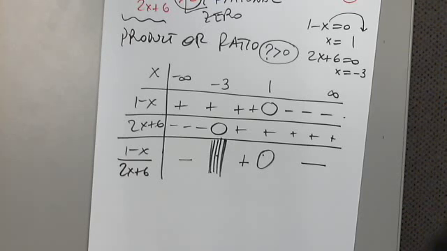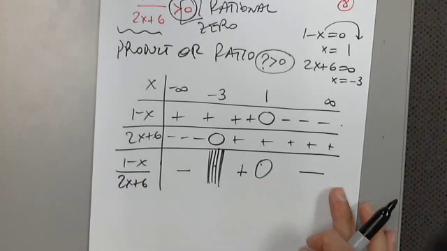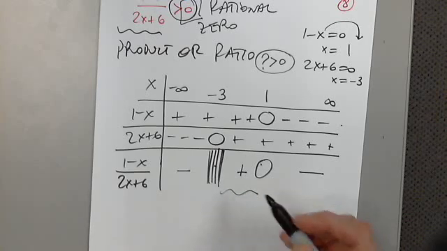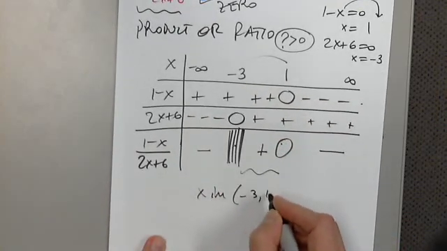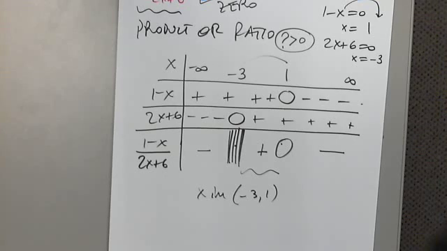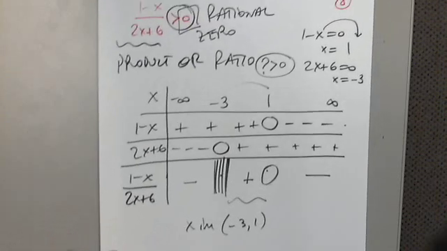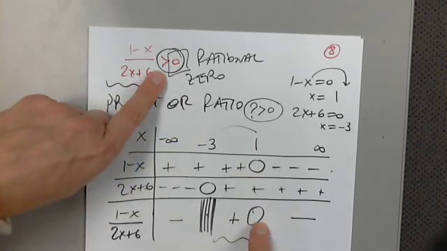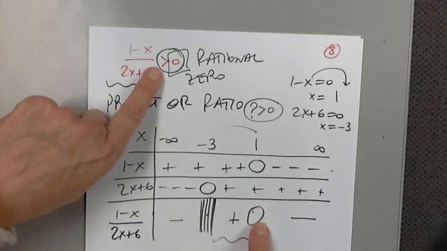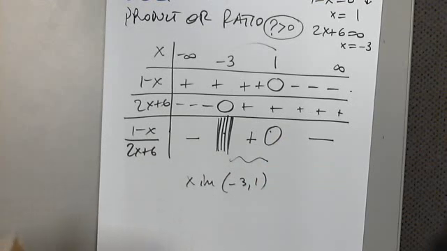Which sign is greater than 0? Positive. Is this ratio ever positive? For which x values? Very good. I cannot include either one. I cannot include -3 because it's undefined. I cannot include 1 because there is no equal symbol. Is that okay?